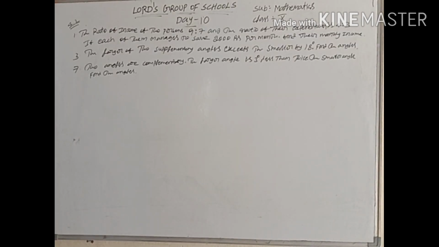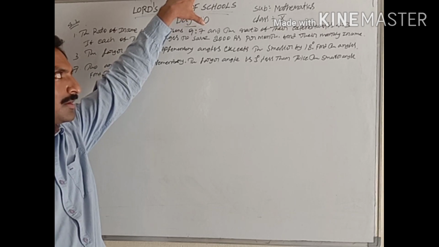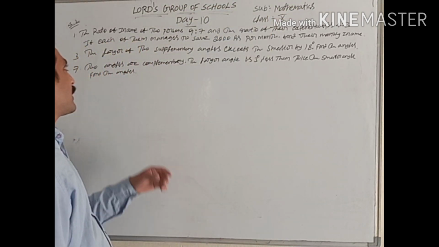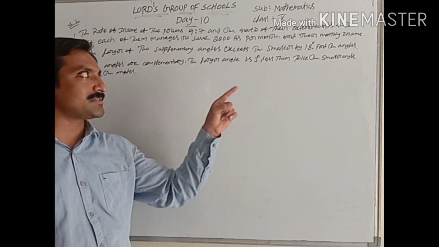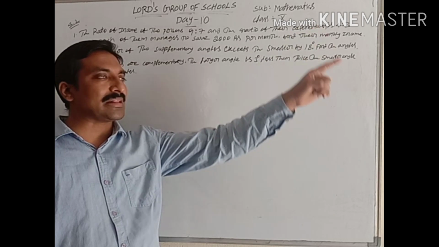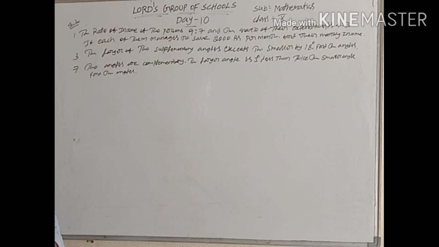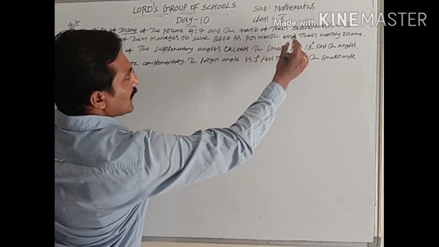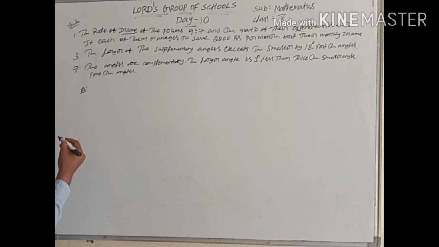Point to the first problem. What is here? The ratio of income of two persons is 9:7 and the ratio of their expenditure is 4:3. If each of them manages to save 2000 rupees per month, find their monthly income. This is one question. First, discussion about the first question only. Here two terms, income and expenditure, and two ratios are given. You have to write those ratios first of all.